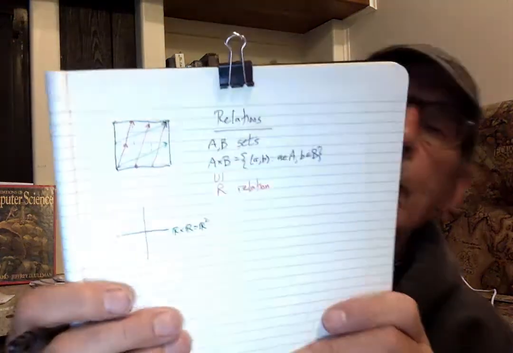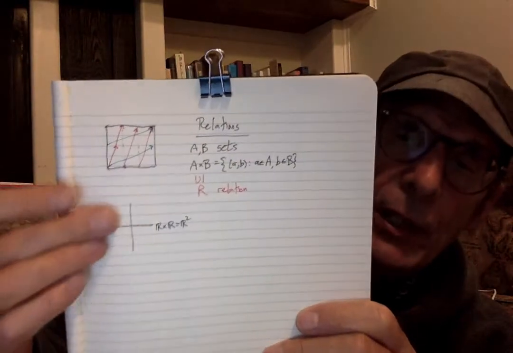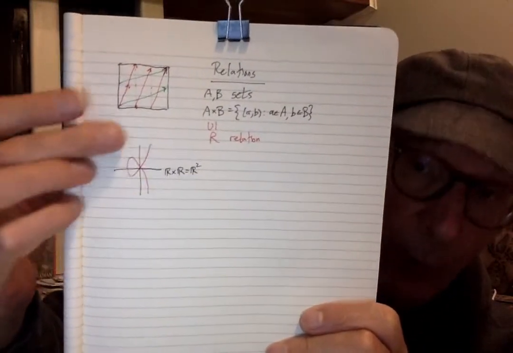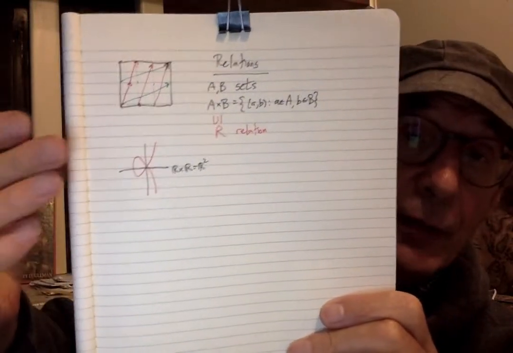So that's R cross R, or you might call that R2. So there's just a picture of near the origin of R2. And if I draw a curve, so here I've drawn a curve, and the points on that curve are a subset of R2. That's a relation on R2.